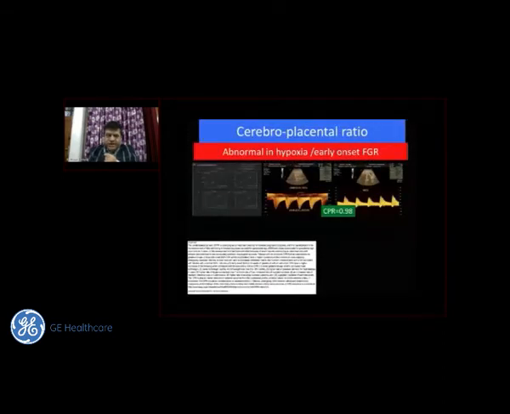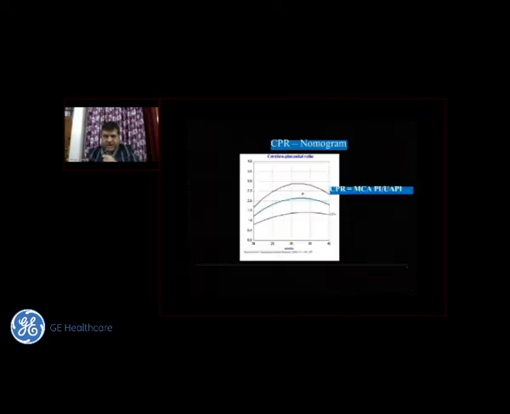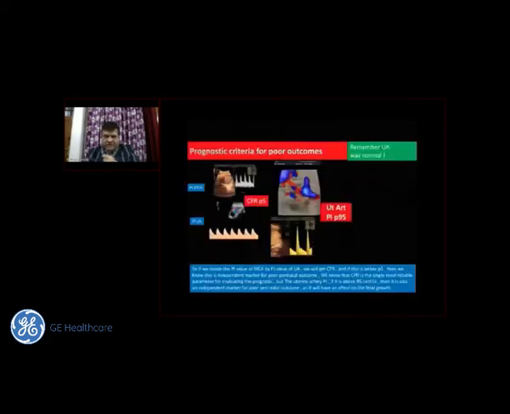Therefore, the cerebroplacental ratio has to be included in all the Doppler studies that we do in a fetus. For example, this is one case where we see that the cerebroplacental ratio has actually dropped below 1. Please remember the normal range is more than 1.05, and if it is less than 1, then we need to get worried. These are some other papers. For the sake of time, I'm not going into much detail. We can take all of this up once we are doing the panels.